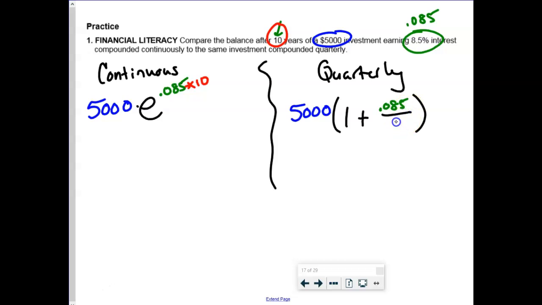And why did I come up with 4, by the way? Quarterly, good. And then up in the exponent, that quarterly number shows up again, and you multiply it by 10, because you're going to collect quarterly 10 times. Okay? So again, if you're on an older calculator, make sure you put parentheses around this 4 times 10 part. Everybody needs parentheses around the entire base itself.